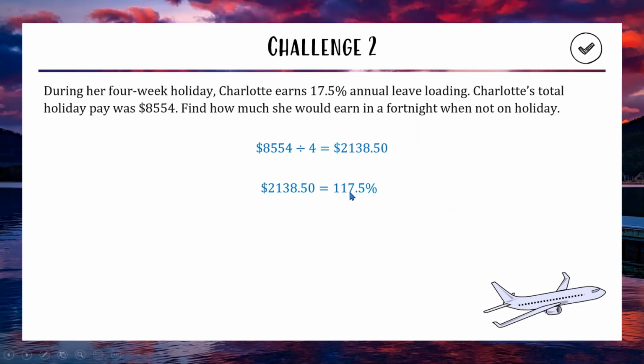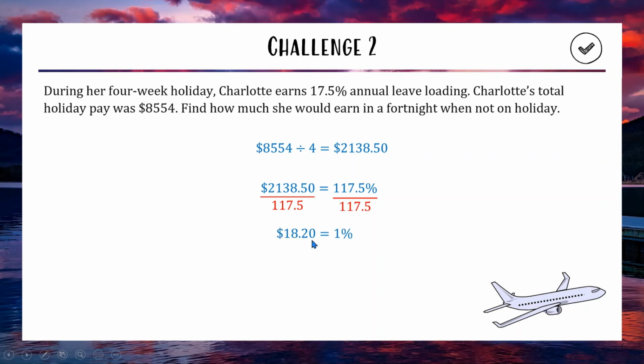Now, we don't want 117.5%, we want 100%. We want to go back to the original. The way we're going to do this is what's called the unitary method. It's something we did way back at the start of year 9, so you may have forgotten, which is okay. What we're going to do is divide both sides by 117.5. The reason we're doing that is because on the right hand side, 117.5% divided by 117.5 gets you 1. Any number divided by itself is 1, so the right hand side will be 1%. On the left hand side, 2,138.50 divided by 117.5 gets us $18.20.